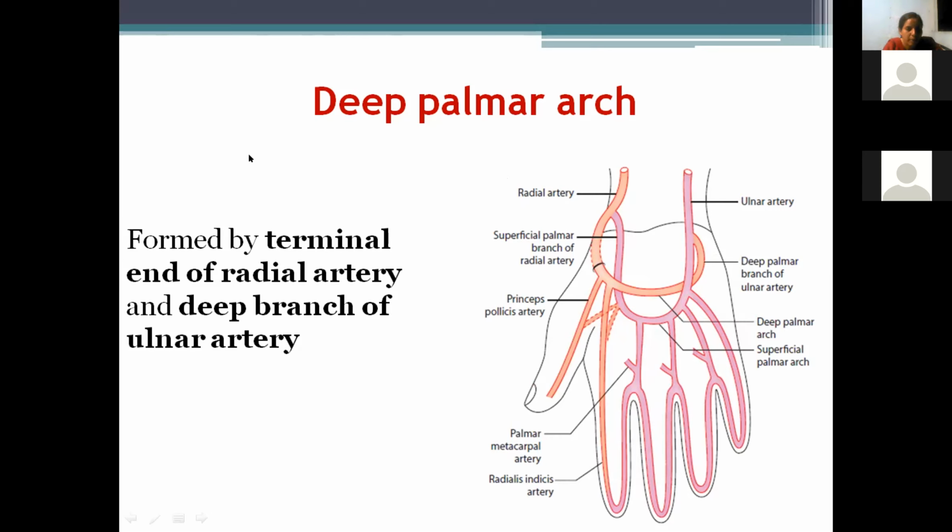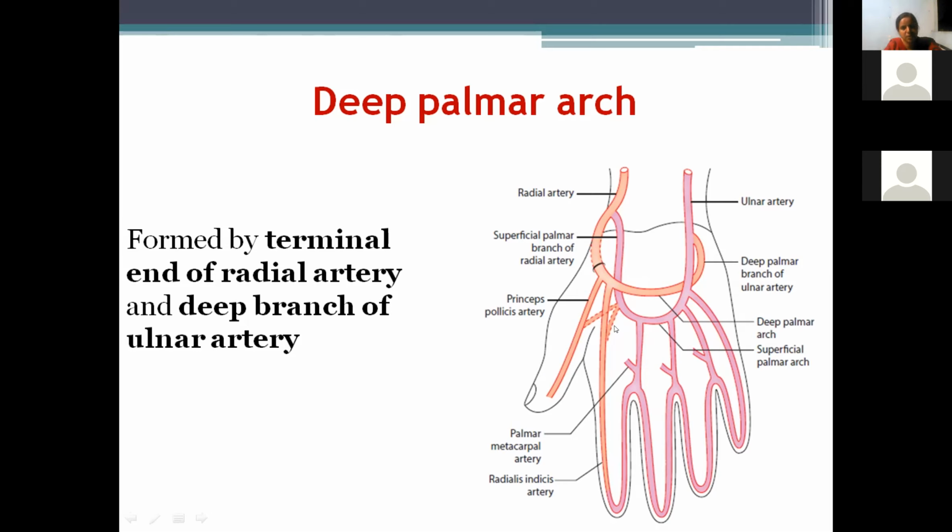That's it. So you are finding very clearly this is the terminal end of the radial artery and the deep branch of the ulnar artery. They are anastomosing to form the deep palmar arch. So what is it supplying? What is left over? 1.5 digits. One complete thumb and half of the index finger is supplied by the deep palmar arch.